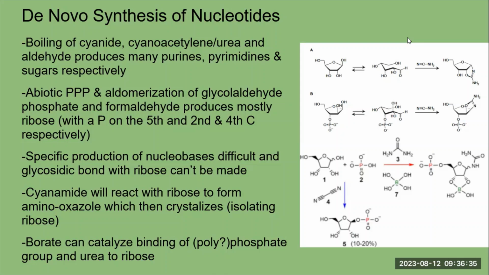An added benefit of this process is that the amino oxazole will crystallize out of solution when drying, essentially purifying the ribose. The last thing that has to be accomplished is the binding of the phosphate to the ribose. It has been shown that borate can catalyze this reaction, and it may be that it could bind a pyrophosphate group derived from schreibersite corrosion to the fifth carbon, but this has yet to be experimentally demonstrated. Borate can also facilitate the binding of urea to the first carbon, which the nitrogenous base can then be built around.